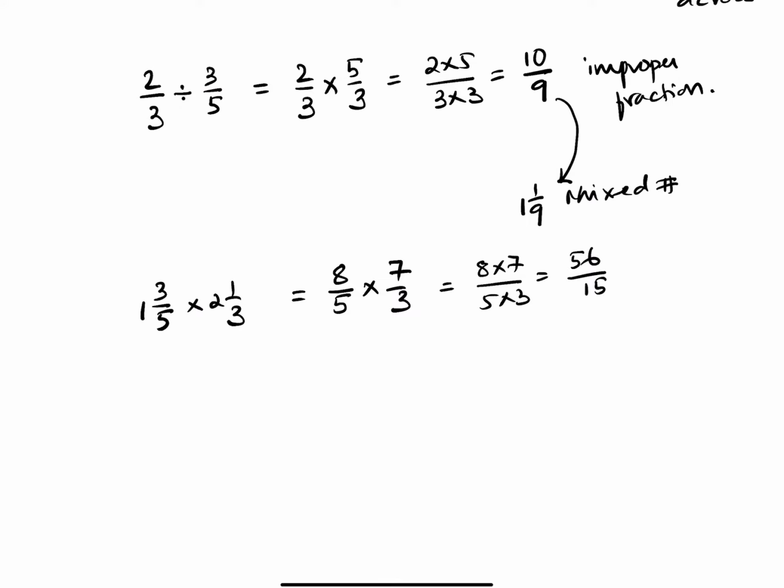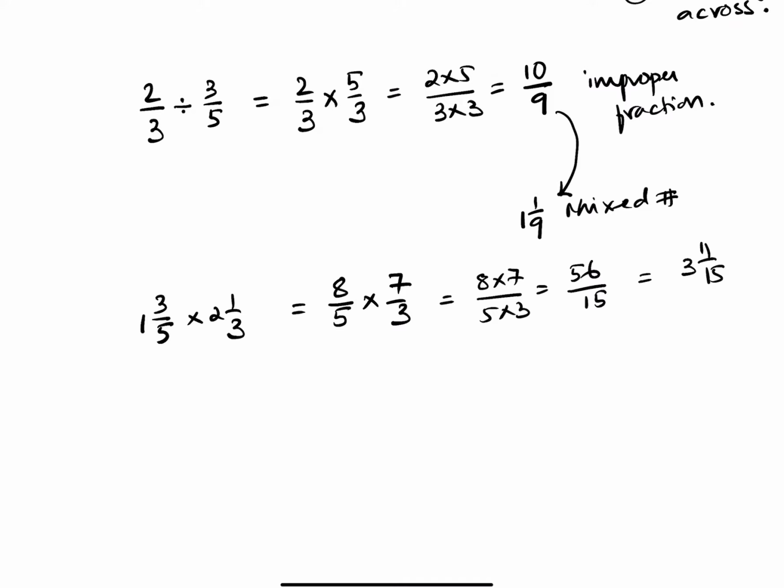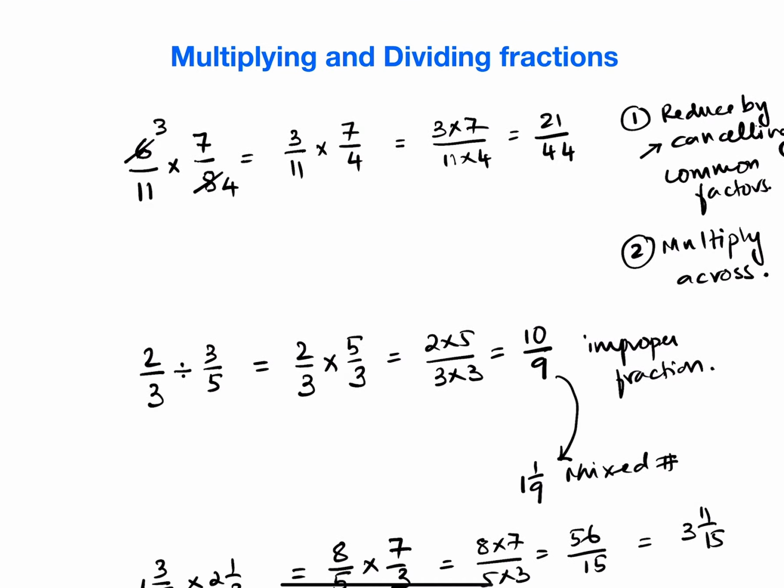And when I get that, since I'm at an improper fraction, I can change that to a mixed number, which happens to be 3 and 11 over 15. Now feel free to pause the video and try to work this yourself to get to the right answer, okay? Let's review this real quick.